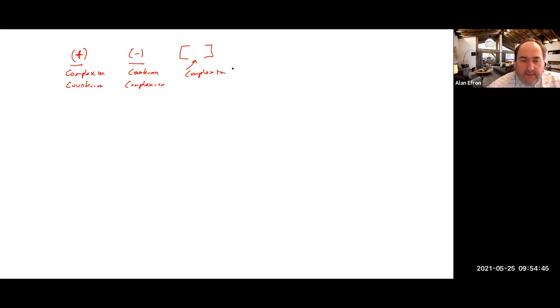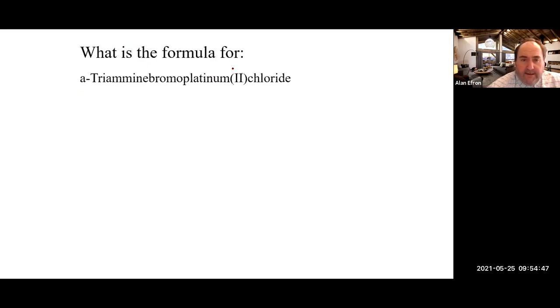All right, so I think where we left off was right here. We've got a couple of ones where we want to write the formula. To finish up this topic of nomenclature, take a moment or two here, and come up with the correct formula for these coordination compounds.